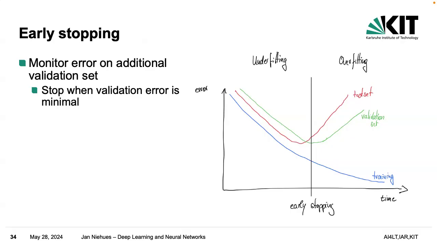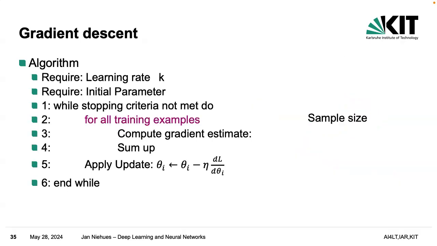Good. Then we can go for the next part. And we said the next part is a question about the sample size. So when should we do an update of our parameters?